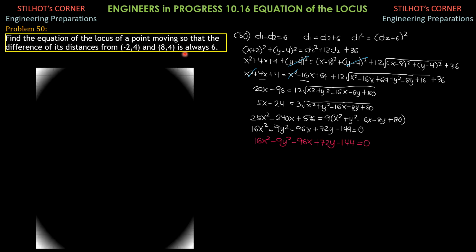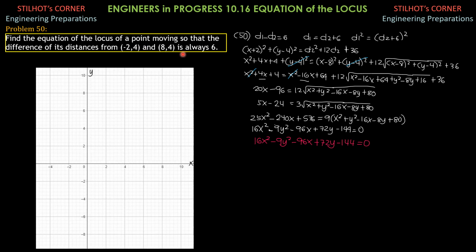Let's plot these points and the possible locus, which is a hyperbola supposedly. So we have negative 2, 4 and 8, 4. And these are the branches of the hyperbola. But anyway, let's just call this point on the locus (x, y), and its distance from negative 2, 4 is denoted d sub 1. Its distance from 8, 4 is denoted d sub 2. And from the statement above, distance 1 minus distance 2 equals 6.